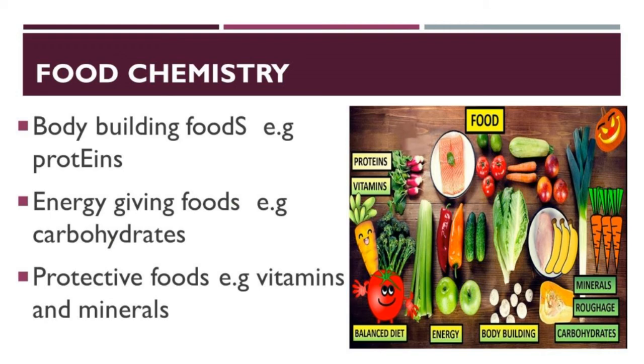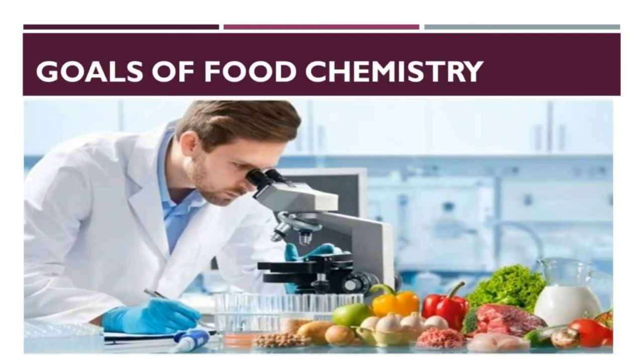So food chemistry is the chemistry of foods, which involves the analysis, processing, packaging and utilization of materials including bioenergy for food safety and quality. Goals of food chemistry. The main goal of food chemistry is to cater to the needs of quality food for the population in a sustainable way.